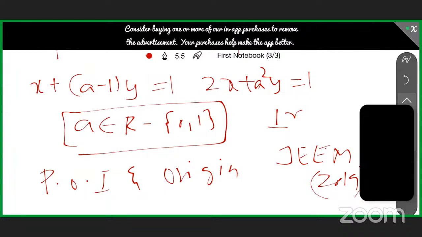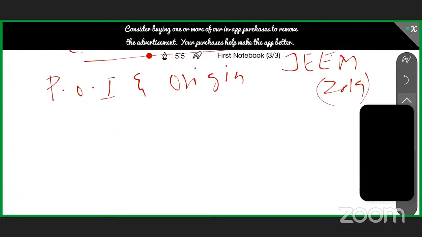So first we'll take a piece of the question. They're telling that this line and this line are perpendicular, and a belongs to the set of real numbers excluding 0 and 1. First thing, what is it? Two lines are perpendicular. If two lines, what is the condition?